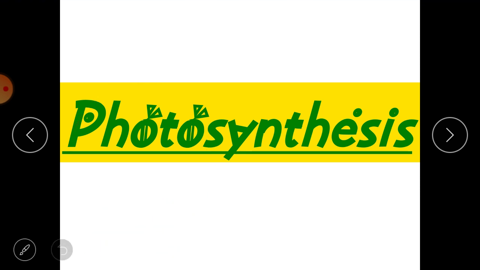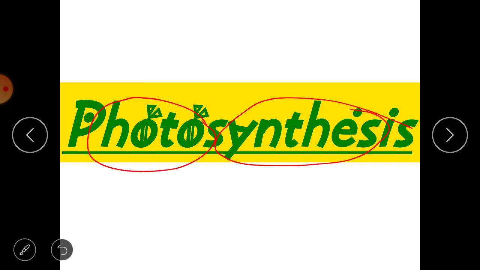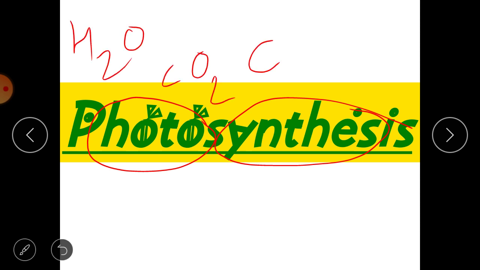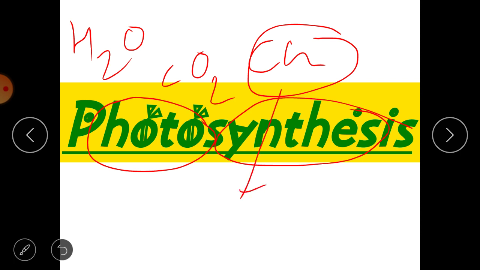Again, let's revise. Photo means light and synthesis means to put together. So this is the process in which, with the help of light, leaves put the rest of the things like water, like carbon dioxide, and like chlorophyll together. And chlorophyll is the green pigment which is present in the leaves of the plant, and it makes the leaves green. And the most important function of chlorophyll is to absorb sunlight.